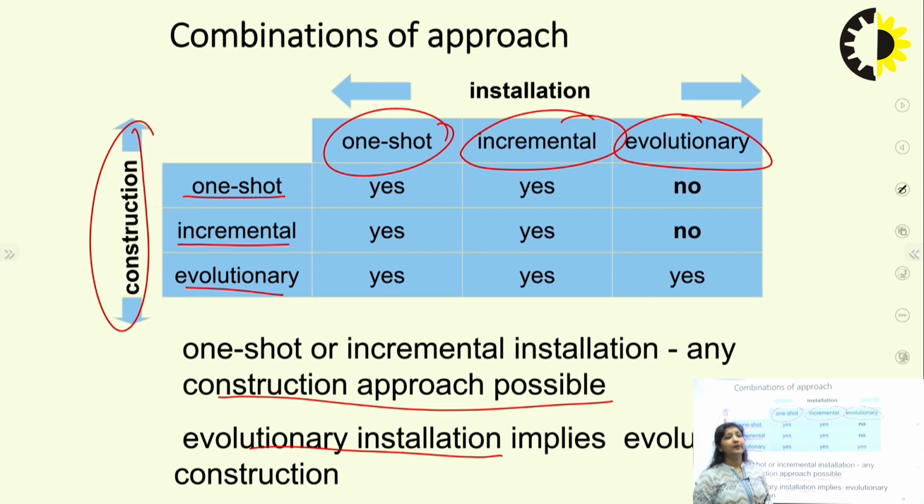So we can see that one shot and incremental can go hand in hand along with installation and along with the construction side, but evolutionary can go with one shot and incremental only when evolutionary is at the construction side. If evolutionary is at the installation side, then we cannot use one shot and incremental with it. But evolutionary can go hand in hand with any other model that we are going to use.